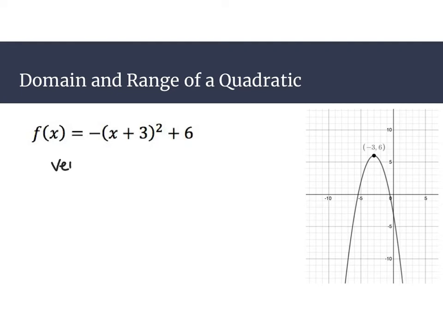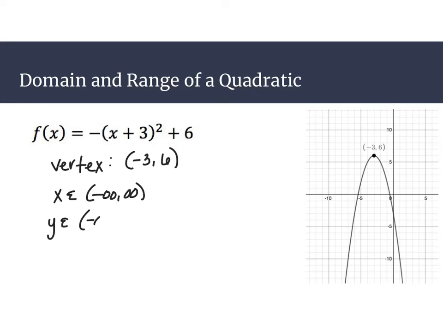From this, we can identify the coordinates of our vertex to be -3, 6. We see that this graph has shifted 3 units to the left, 6 units up, and then got reflected over the x-axis. The domain for all quadratics is all real numbers. Because this graph is upside down, that means that 6 is your largest y value and your range is -infinity to 6.